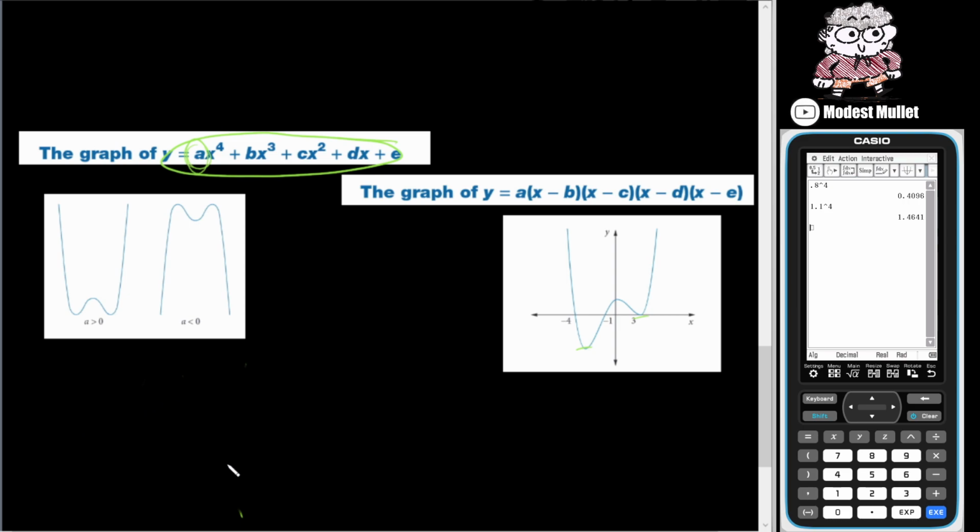So that's our impact of the A value, and then the rest of it follows the same trend as quadratics and cubics. If a factor is x minus e, a single intercept, then it crosses the axis.